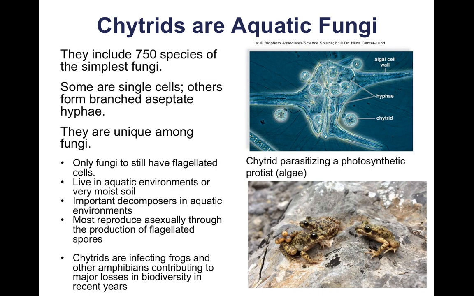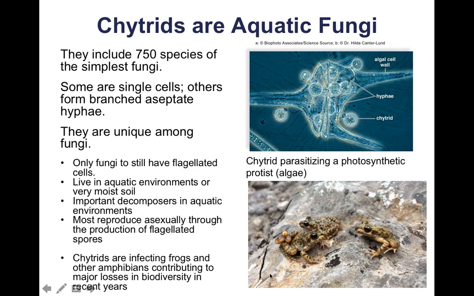They usually reproduce asexually through the production of flagellated spores, which can disperse off into the water and divide by mitosis to form additional hyphae. So one example of a parasitic chytrid is this chytrid here.